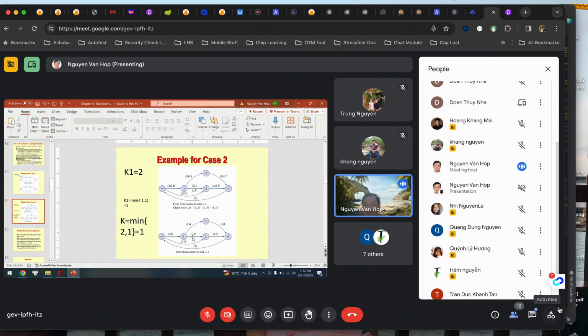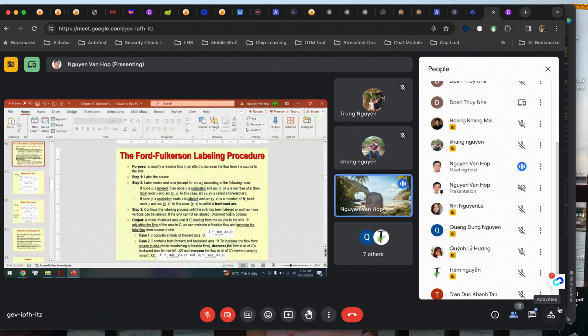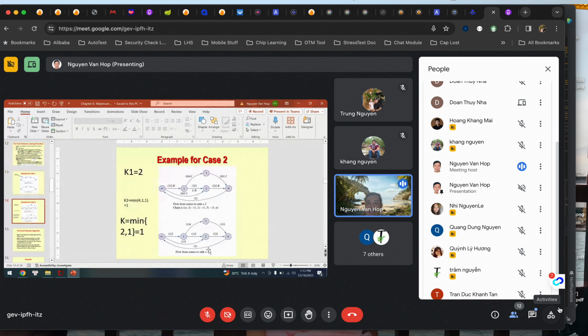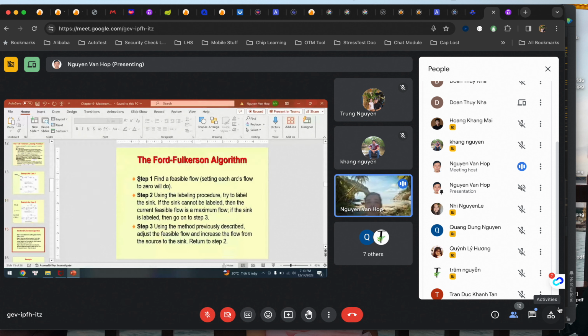2 equal to 2. 1 equal to 1. 1 plus 1 equal to 2. That is okay, right? That is the flow to the sink. The total flow will be 3 here: 1, 2, 3. Then you see that that's an optimum solution. Therefore, at this one we can label the last node, the sink. Therefore, we stop. That's the solution.